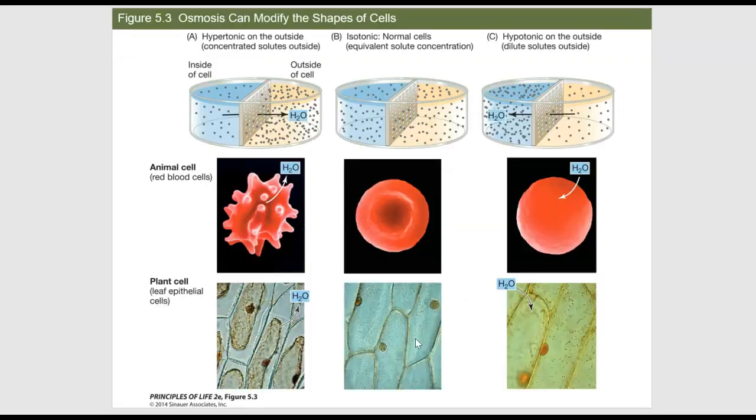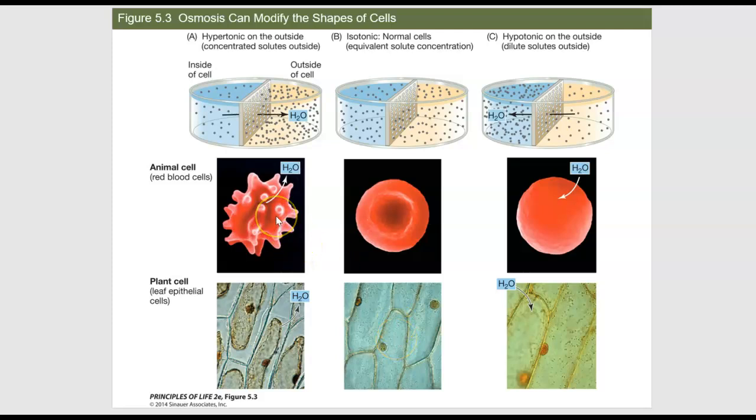This picture is great because it really shows a lot of what we're saying here. But now always think of it in reference to cells. The middle frame right here is representing normal cells. Here a red blood cell, here a plant cell, and they're surrounded by fluids that are isotonic. In other words, they're pretty much equivalent concentrations of the particles inside the cell versus outside in this area around the cell.